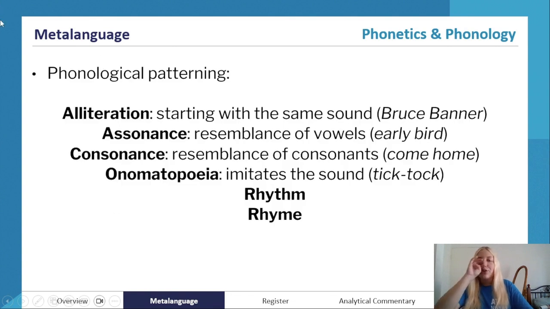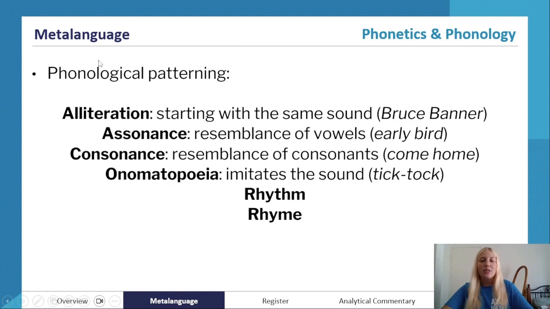Next, having a look at phonological patterning. So a few terms we need to know here. Thankfully, falling under this umbrella term, rhythm and rhyme, whether words rhyme and what rhythm is, is very self-explanatory. So I haven't included a definition for you guys, but we'll look at the others. Alliteration is when two words or a group of words start with the same sound. So Bruce Banner, we see they're both starting with that B sound. Okay.